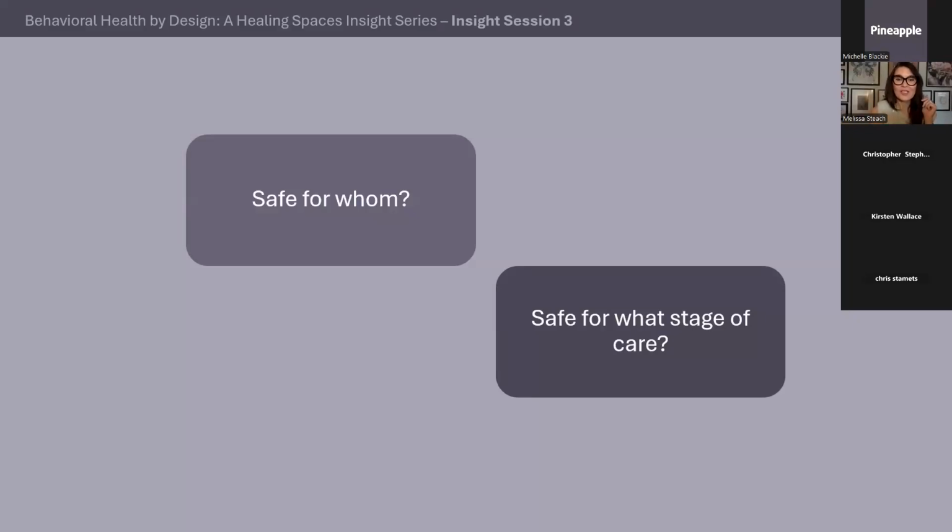Today's discussion will explore how design should intentionally respond to different levels of acuity while supporting the dignity, recovery, and clinical goals of every patient.